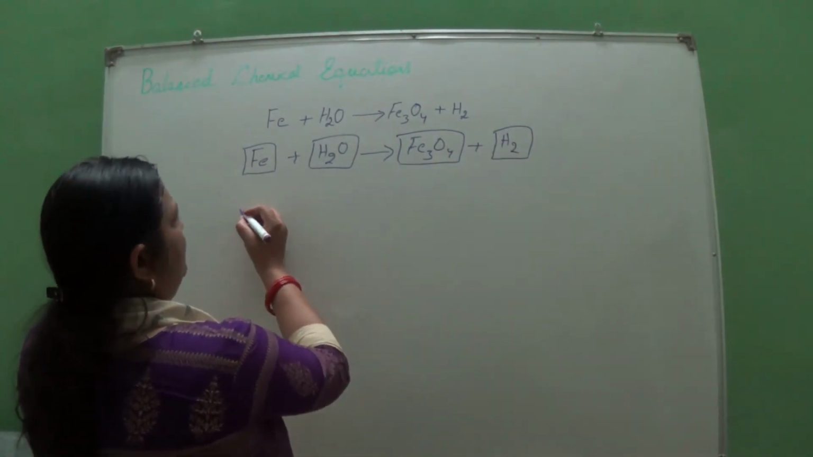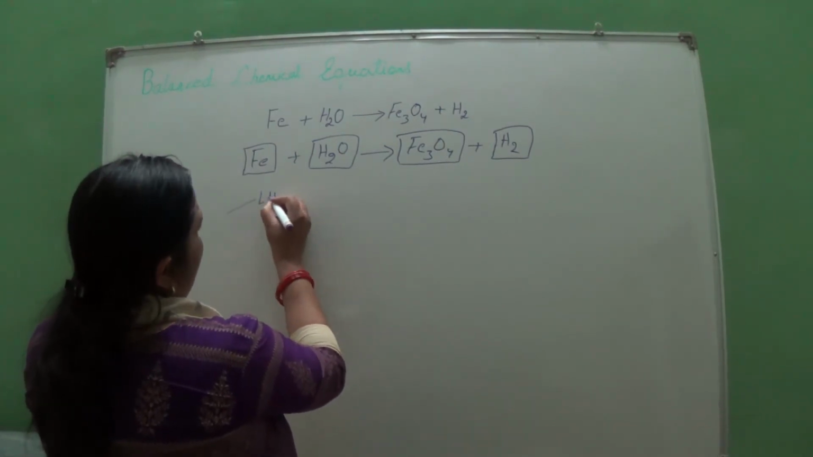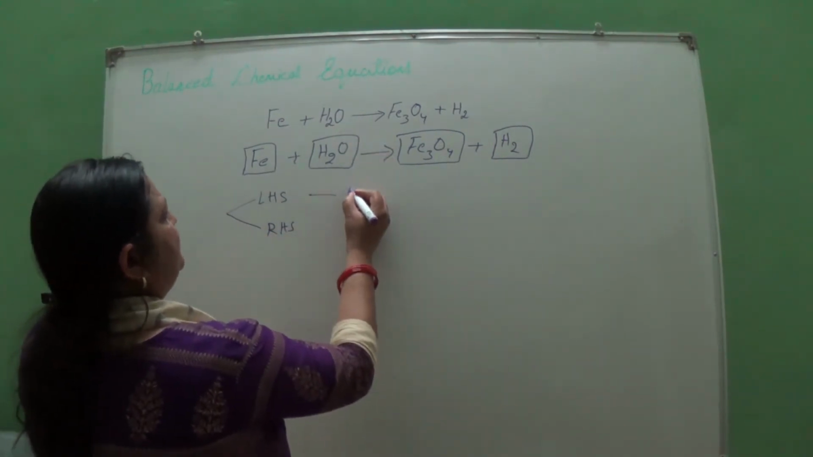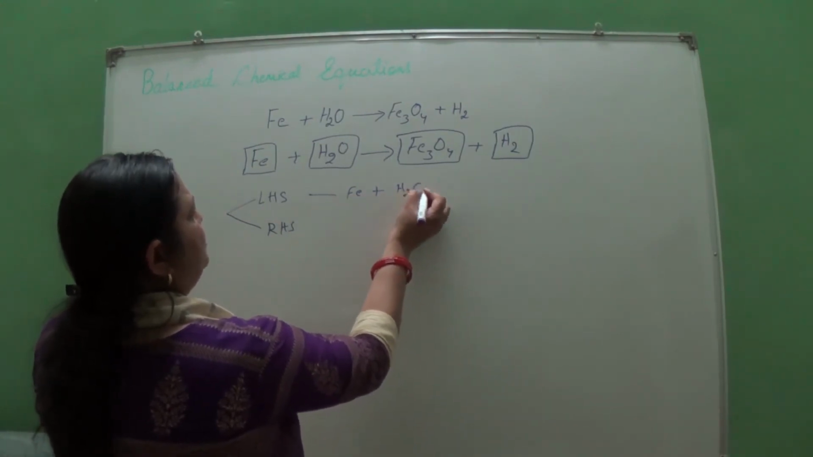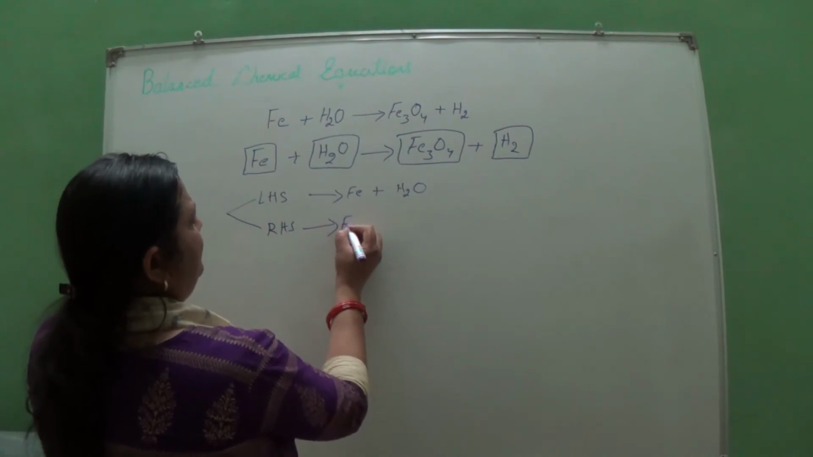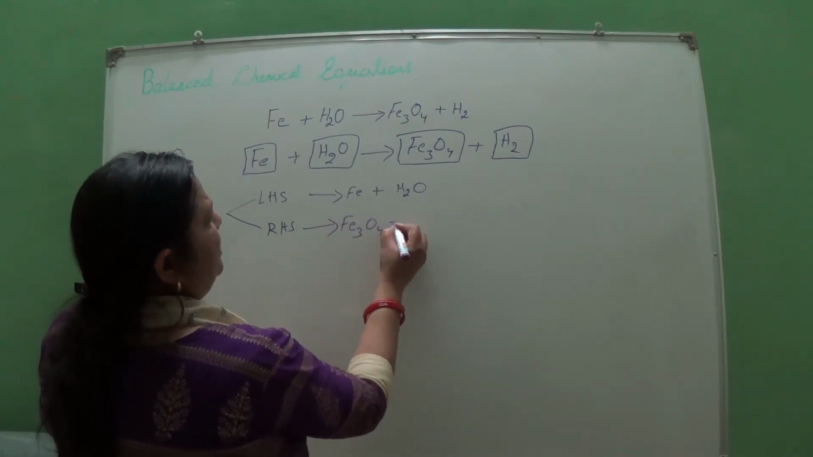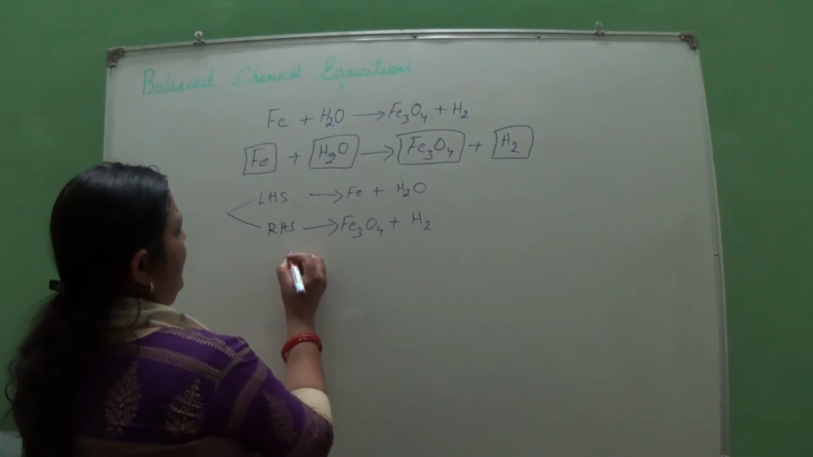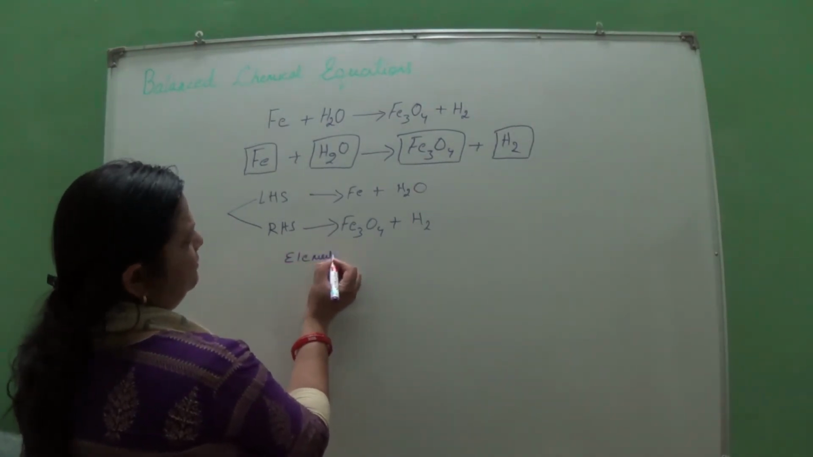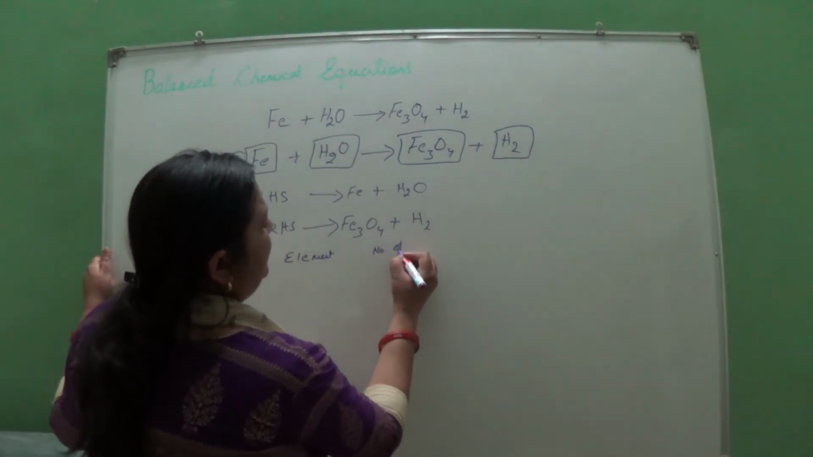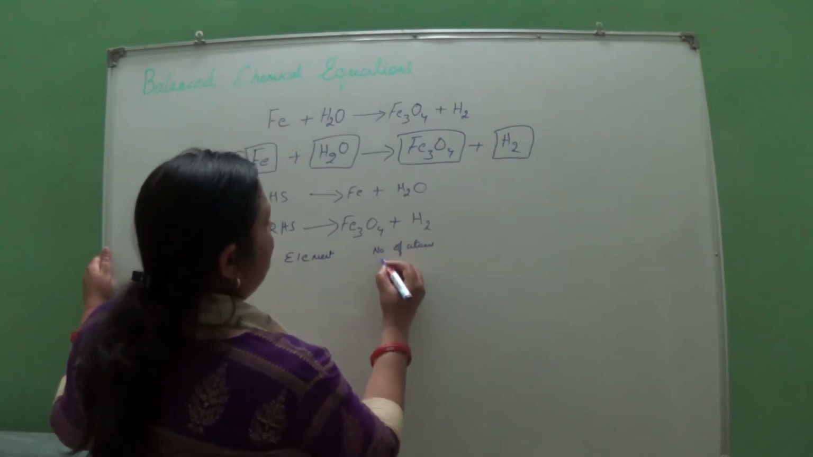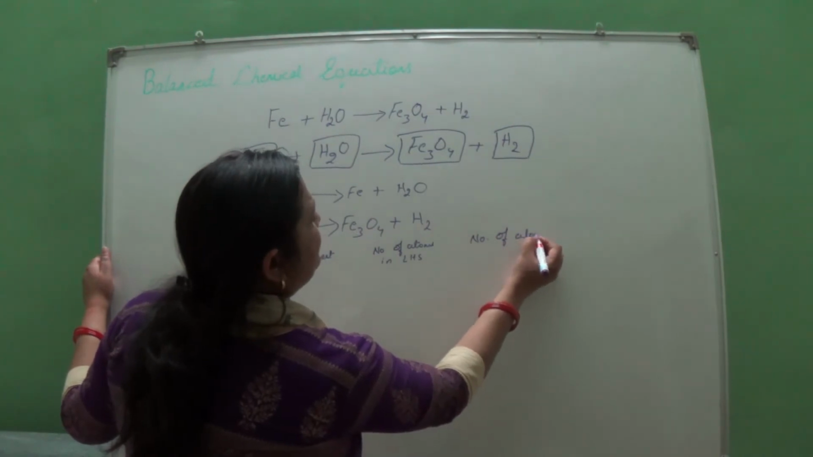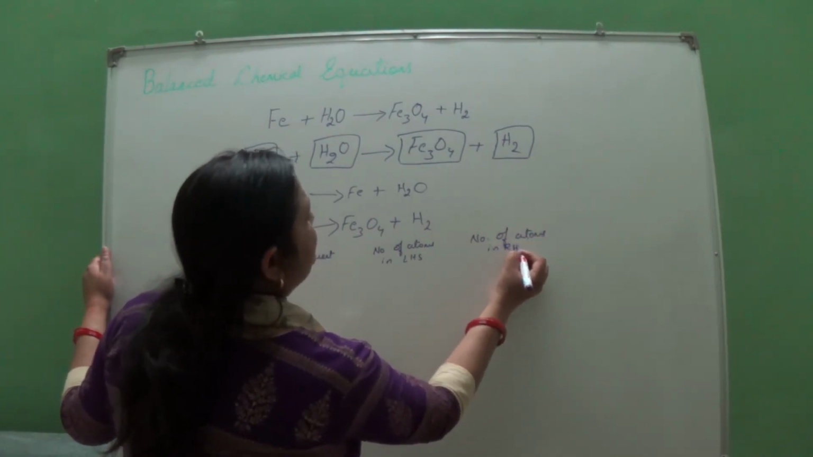Next, you can write the reaction of the left hand side and the right hand side. Left hand side, it is iron plus H2O. Right hand side, you are getting Fe3O4 plus H2. Next step is we are going to again make the chart. That is, you will write the element first, then number of atoms in LHS, number of atoms in RHS.